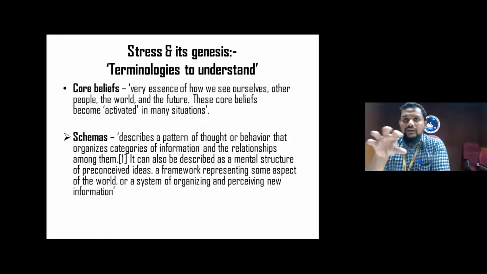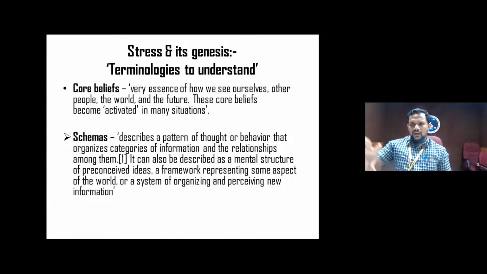Now I am going a little deeper in a psychological way into the genesis of stress. You need to understand 4 or 5 important terminologies of how the emotion of stress comes out. Before I summarize, I will explain these terminologies. Number one, every human being has some beliefs, which are the very essence of how we see ourselves, other people, the world and the future. This changes between individuals. This is called core belief, the essence of how we see ourselves, our surroundings, the world and other people.